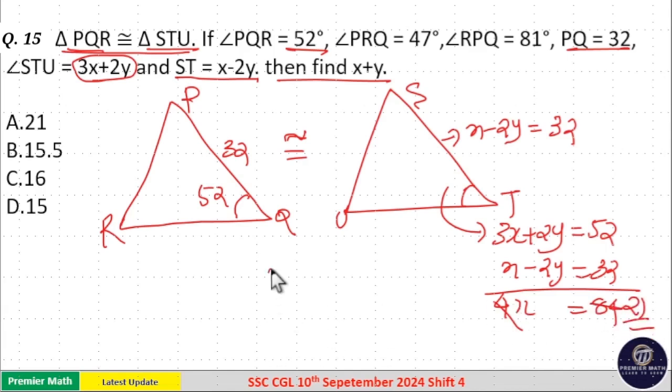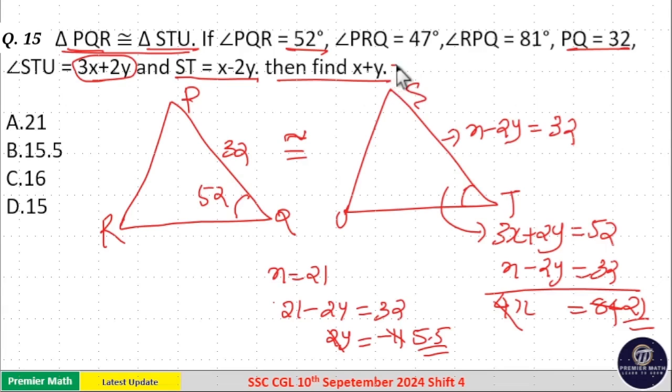If x is equal to 21, then x minus 2y is equal to 32 means 21 minus 2y is equal to 32. So 2y is equal to 21 minus 32, that is minus 11. Then y is equal to minus 5.5. Then from this, x plus y is equal to 21 plus minus 5.5. That is 21 minus 5.5, which is 21 minus 5 is 16, 16 minus 0.5 is 15.5. So option B is your answer.